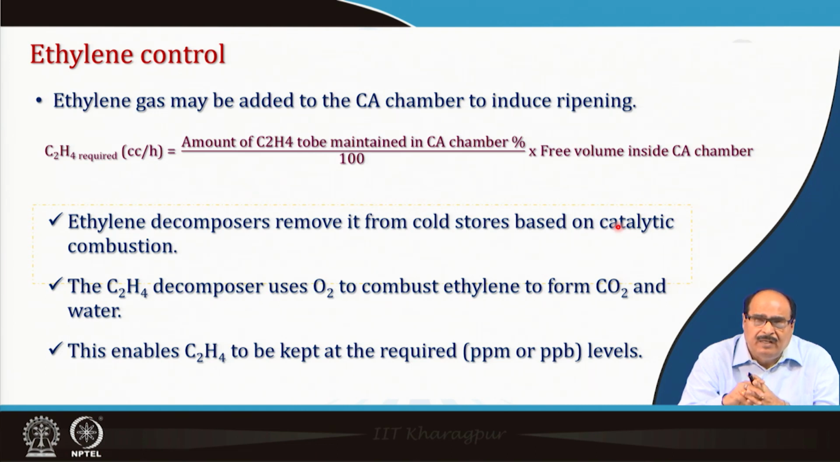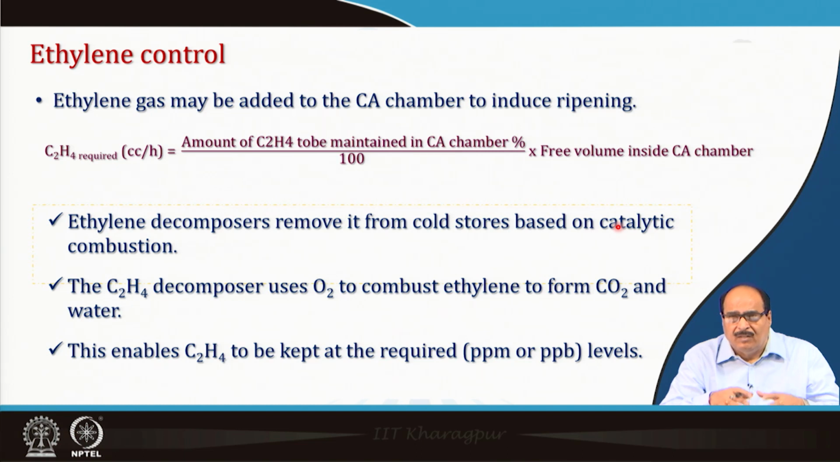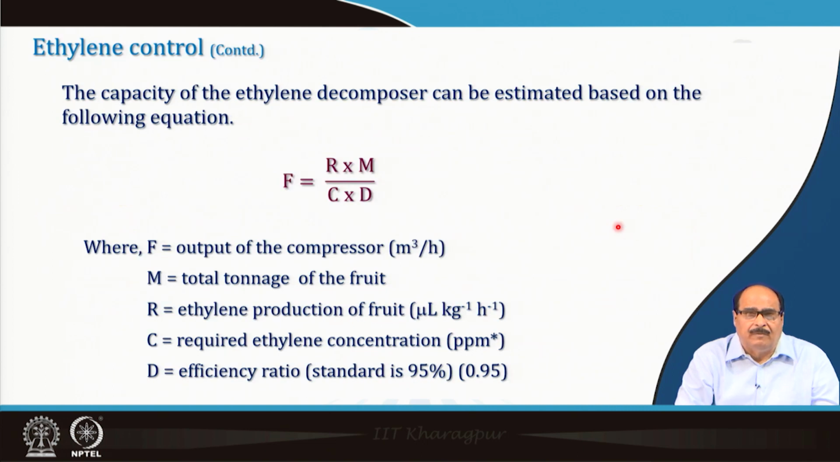Or if you want to maintain a fast rate of ripening, you want the commodity to ripen fast, then one can have an ethylene cylinder. With the help of the ethylene cylinder, a calculated amount of ripening ethylene can be introduced into the chamber.